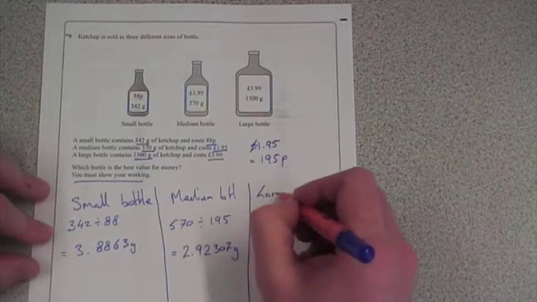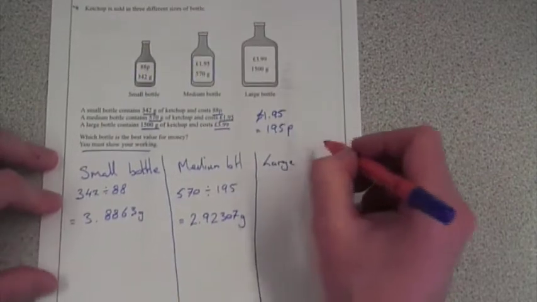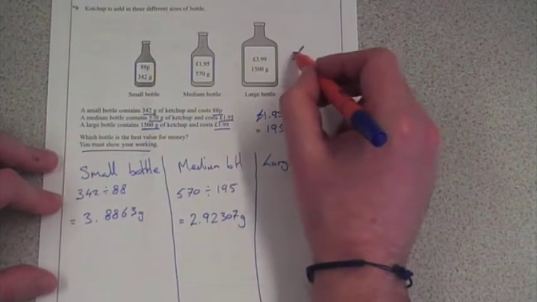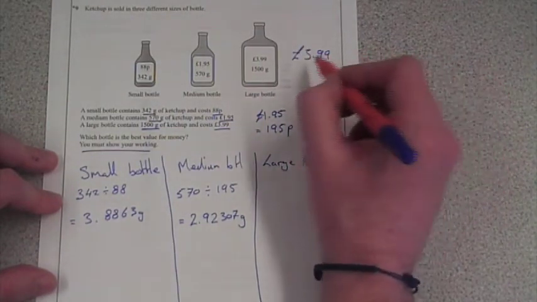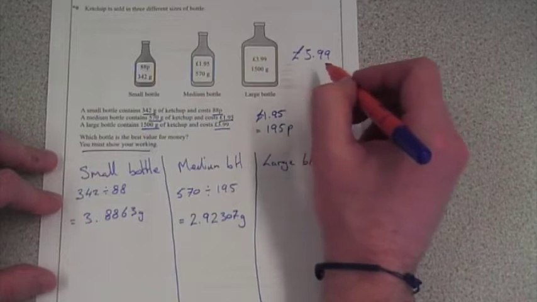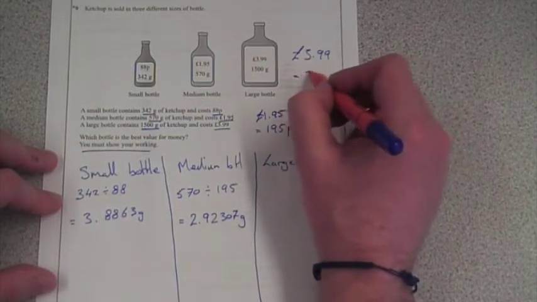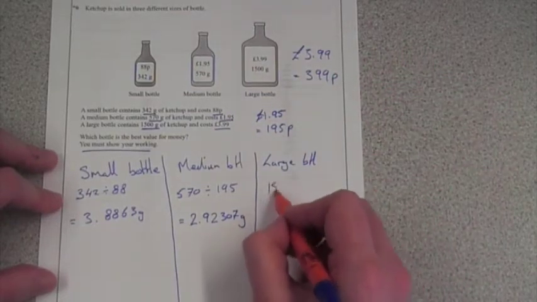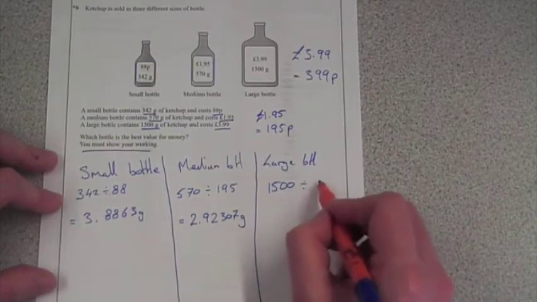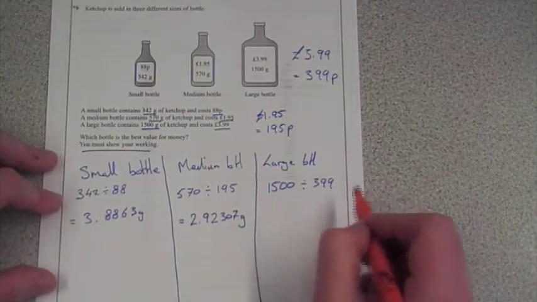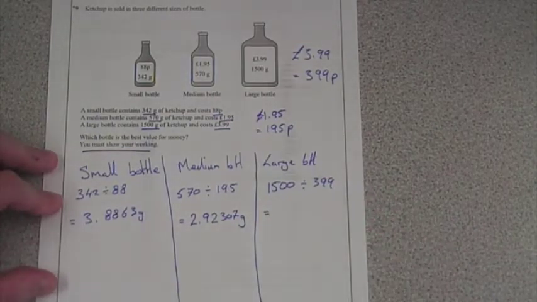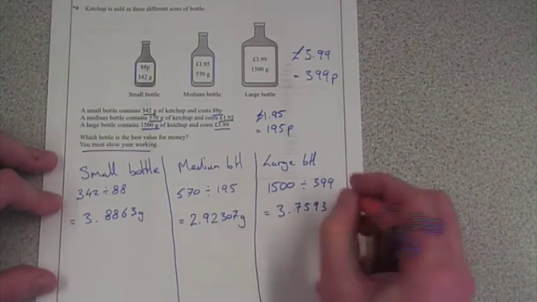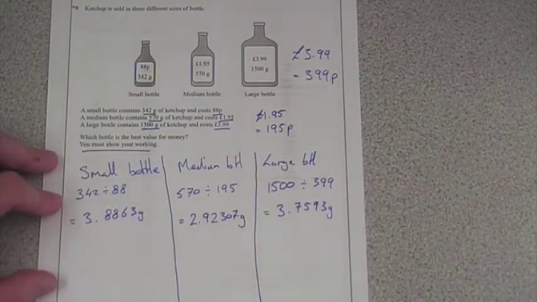And in the large bottle, I will say this again, £3.99 is the same as 399p. Excuse me. So we take our 1500 grams and divide it by 399 pence, and that equals 3.7593 grams for a penny.